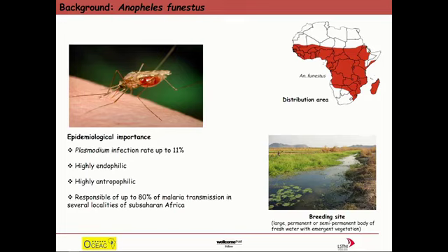So Anopheles funestus is an important malaria vector in sub-Saharan Africa. We got up to 11% infection rate in this mosquito. The mosquito is highly endophilic, highly anthropophilic, and in some areas, this mosquito is responsible for up to 80% of malaria transmission. The mosquito is also widespread across Africa, and you can see it in red. And it breeds in large permanent water with emergent vegetation.